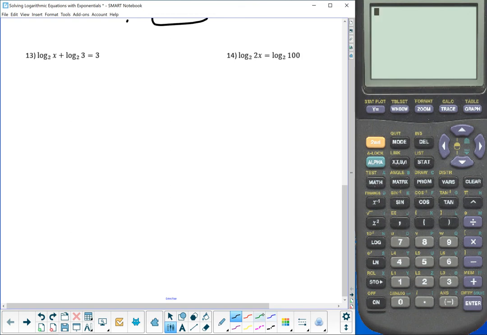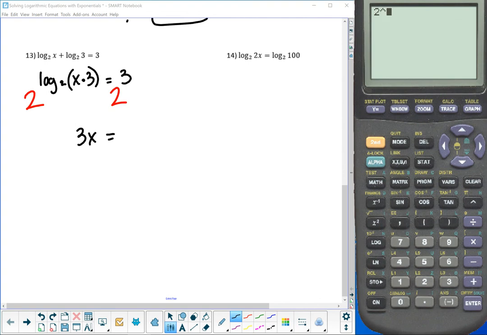13, this looks like an addition problem, so I can condense this using multiplication backwards. So this is going to be log base 2 of x times 3. That's what this addition does. And this is equal to 3. Since this is log base 2, I'm going to exponentiate base 2 like that, which means I'll be left with x times 3, or let's just call it 3x. And then 2 to the third is 2 times 2 times 2. You can use a calculator. That gets you 8. So x is 8 divided by 3.